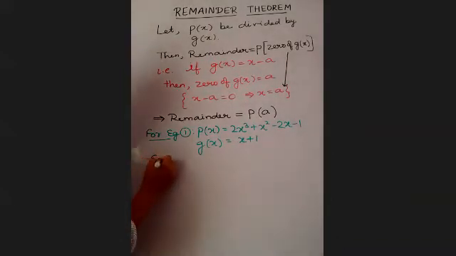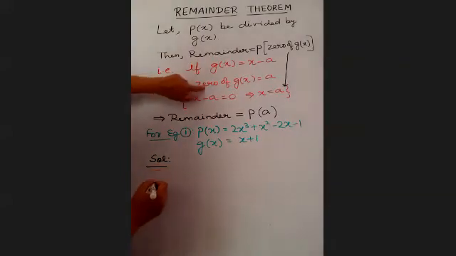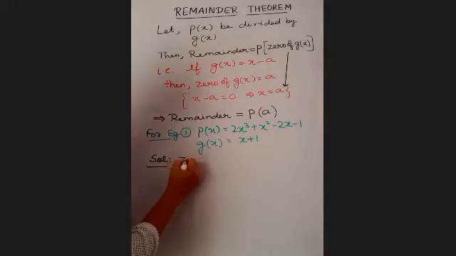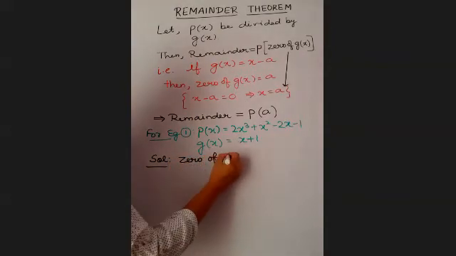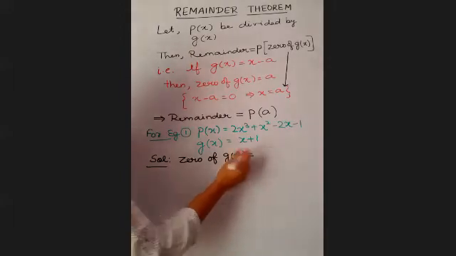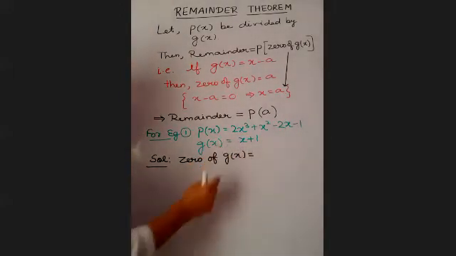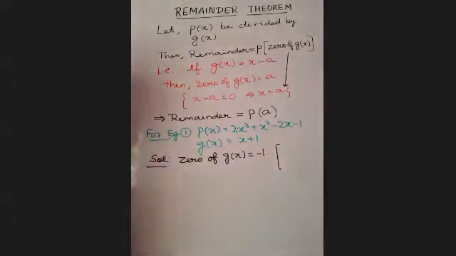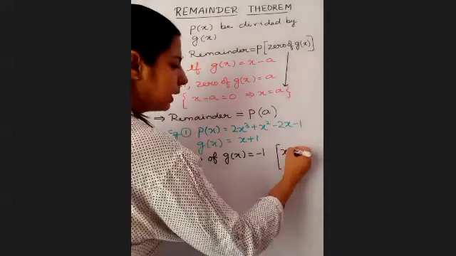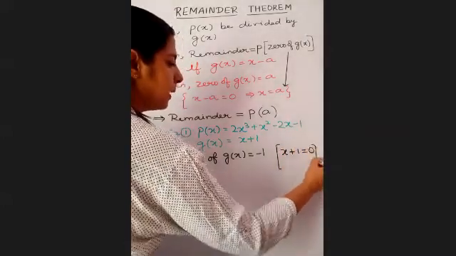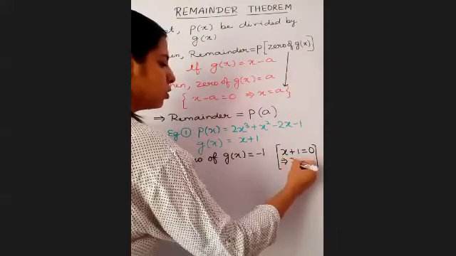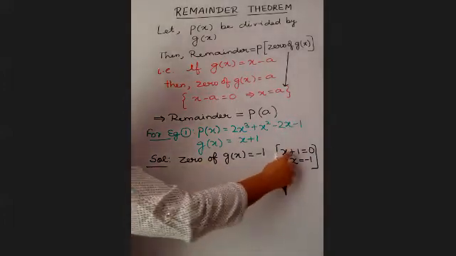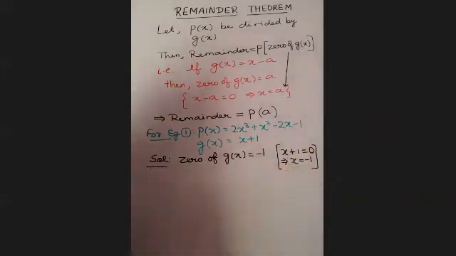Now children, what is the first step? What do we need first of all? To know the zero of g(x), x plus 1 is equal to 0. So your first step will be the zero of x plus 1. What is the zero of x plus 1? Minus 1. How do we find it? In the bracket, you will put the step x plus 1 is equal to 0, which means x is equal to minus 1.